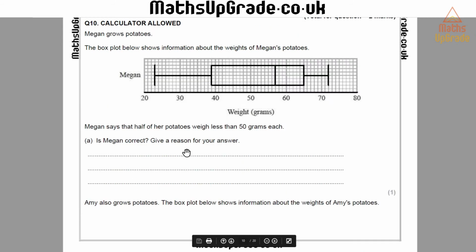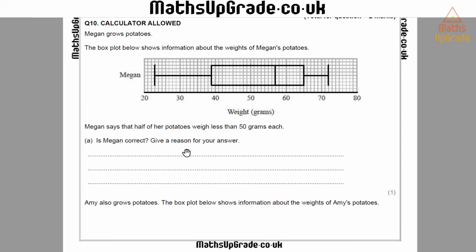In question 10, we're told that Megan grows potatoes. The box plot below shows information about the weights of her potatoes, and she says that half her potatoes weigh less than 50 grams each. We need to give a reason as to whether Megan's correct or not.